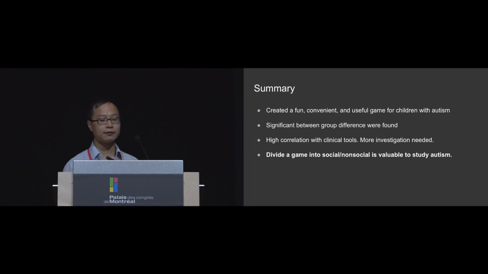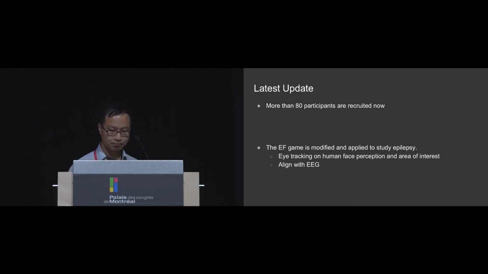In summary, we created a fun, convenient, and also useful game for children with autism. We found significant between-group differences and a high correlation with the clinical tools. Still, we need more investigation to make the game really valuable for the autism society. We also suggest dividing a game into social and non-social parts, which is valuable for studying autism. Right now, we have more than 80 participants, and the EF game is also modified and applied to study epilepsy.